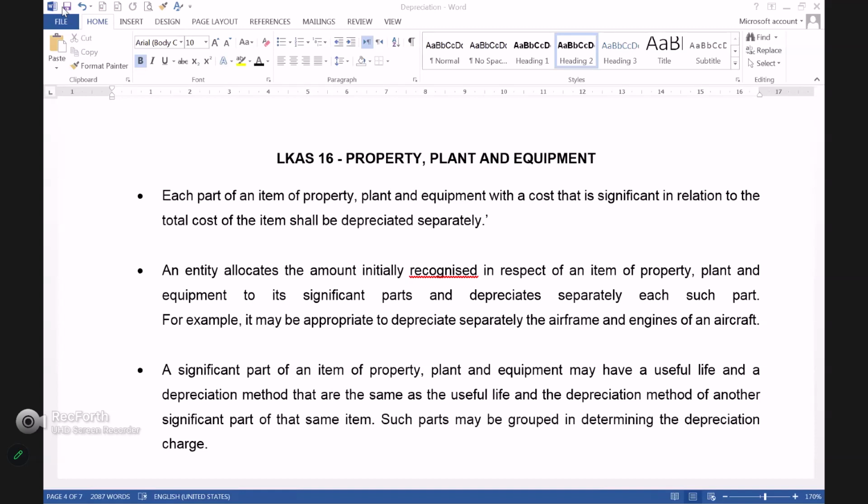Each part of an item of property, plant and equipment with a cost that is significant in relation to the total cost of the item shall be depreciated separately. Property, plant and equipment is the common name. Under it, several different types of assets are included: machinery, computer, land, building. Each and every category should be separately depreciated.